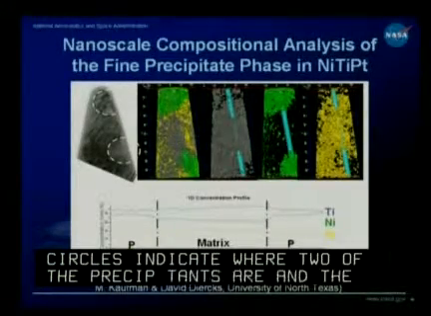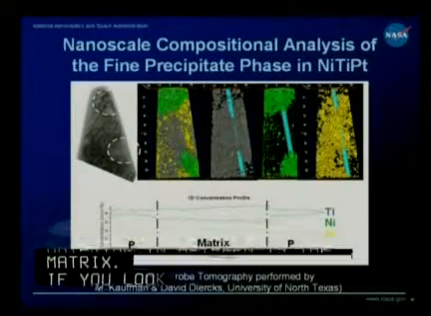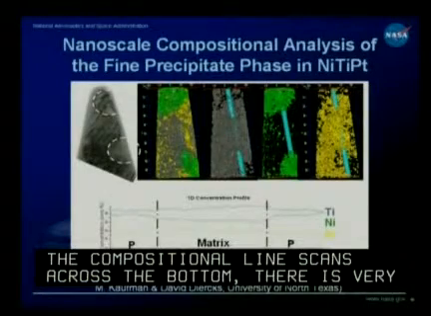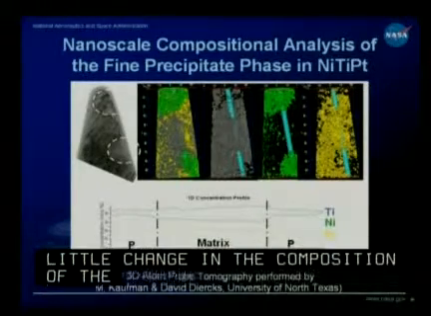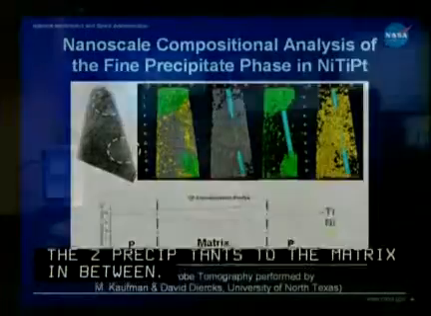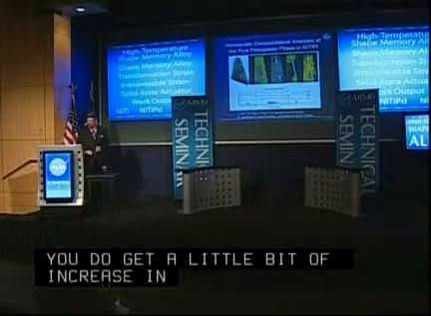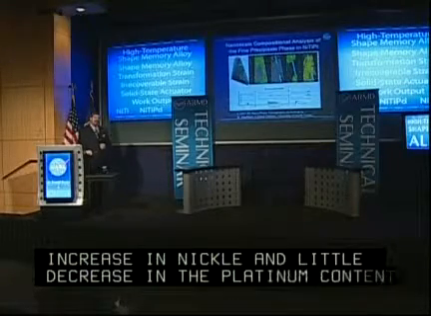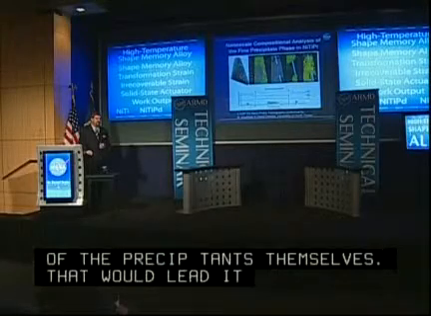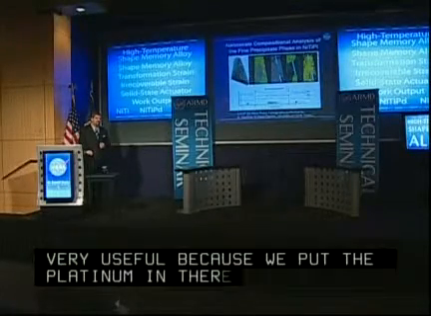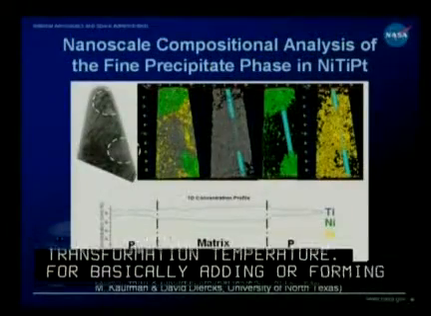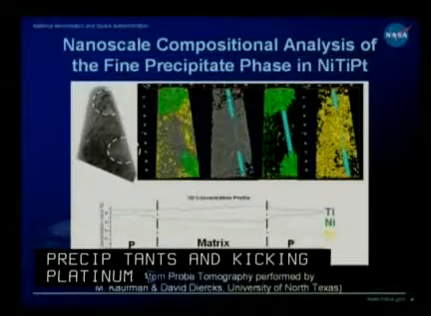If you look at the line scans, the compositional line scans across the bottom, there's very little change in the composition of the precipitate as you go from the two precipitates to the matrix in between. You do get a little bit of increase in nickel and a little bit of decrease in the platinum content of the precipitates themselves. But that would actually lead to something that would be very useful, because we put the platinum in there in the first place to raise the transformation temperature. So if we're basically adding or forming precipitates and then kicking platinum out into the matrix, we should be able to increase the transformation temperature further.